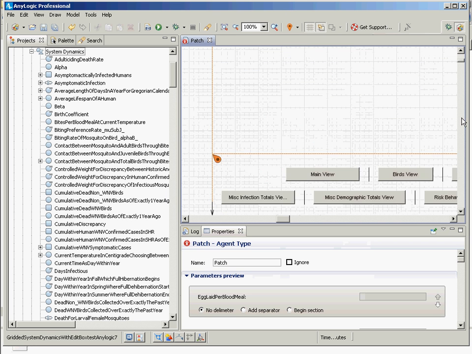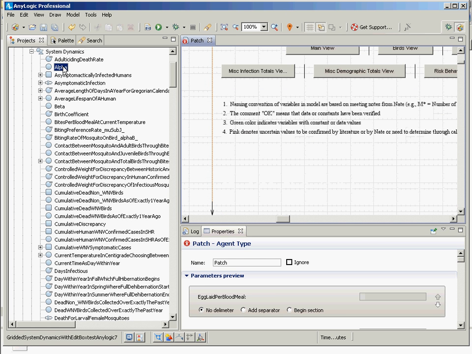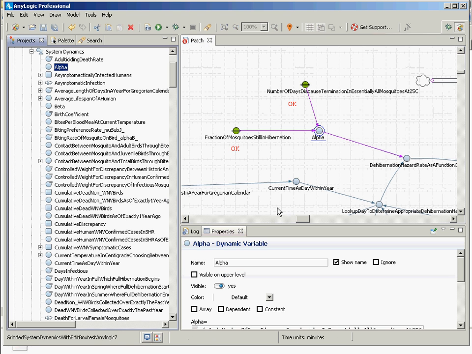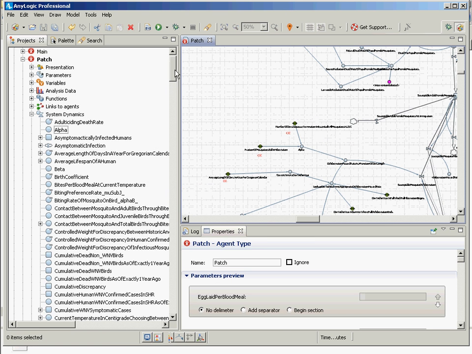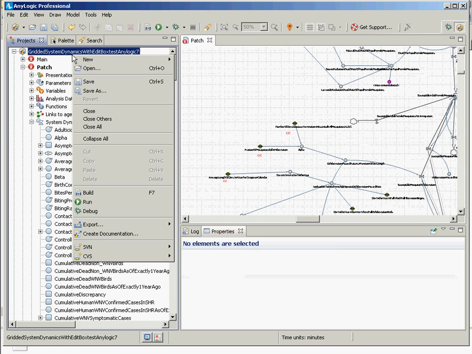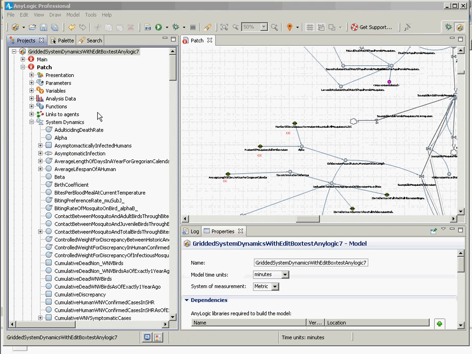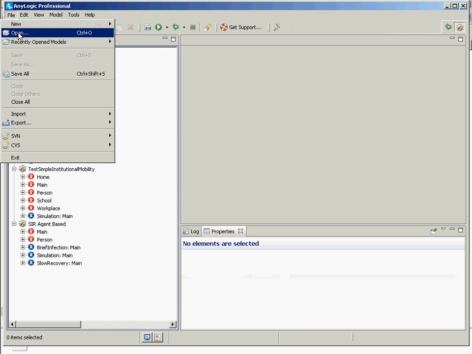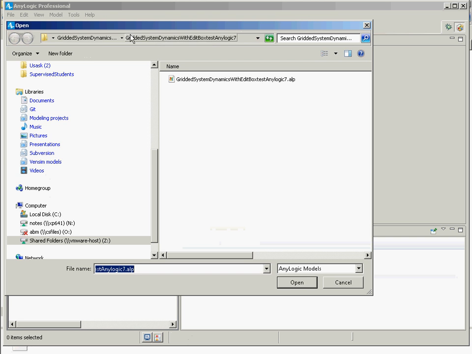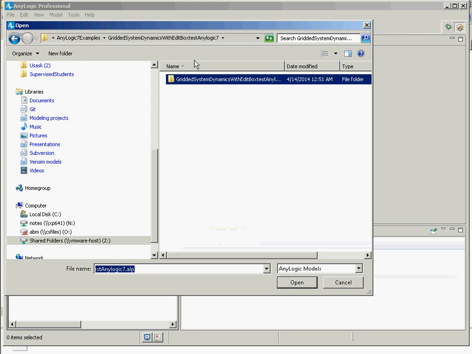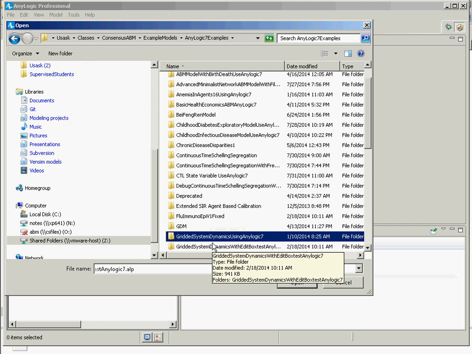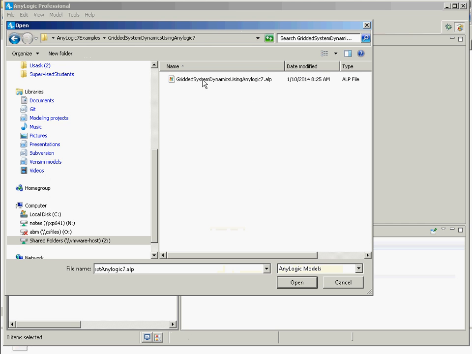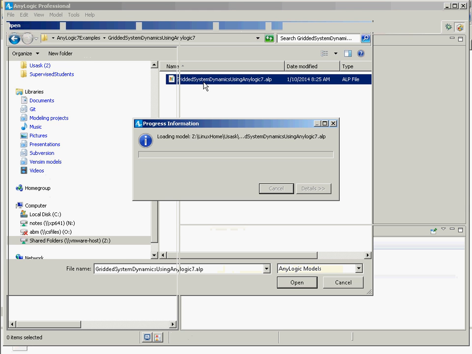Here we go. Oh, this is horrible. Oh gosh, yeah, this is big, and it'll be maybe a bit hard to understand how it works. So I'm just going to open the other one. I'm sorry about that. I'm just going to open this one just above it in the examples. It's called Gridded System Dynamics using AnyLogic 7. Sorry about that. I think this is the appropriate one.